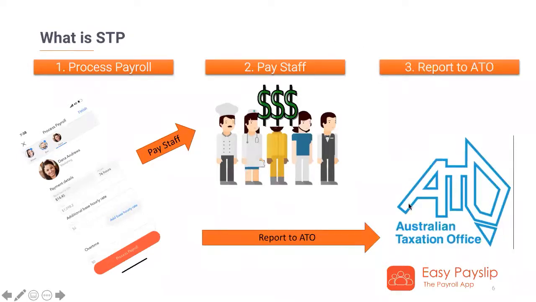So the STP step doesn't actually pay your staff. You still have to do that yourself. It doesn't pay the super. Again, you have to do that. It is just a reporting mechanism. So it just reports to the ATO the details of your payroll. So each payday, you're reporting to them who you paid, how much you paid them, how much super, and how much tax. And that's basically all there is to it. So it's just a way of electronically reporting to the ATO each fortnight or each week, every time you pay your staff, what the details of that pay was.